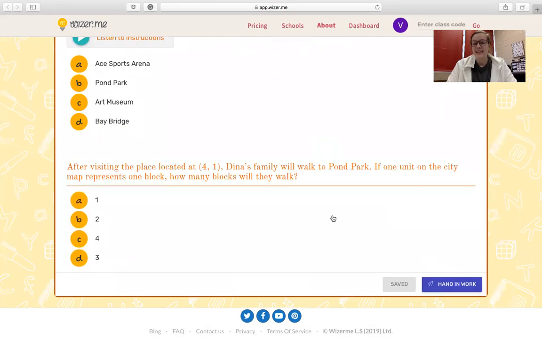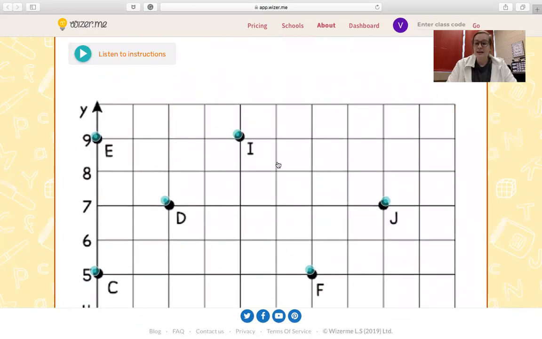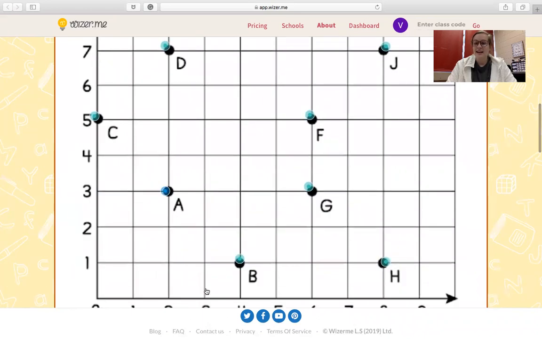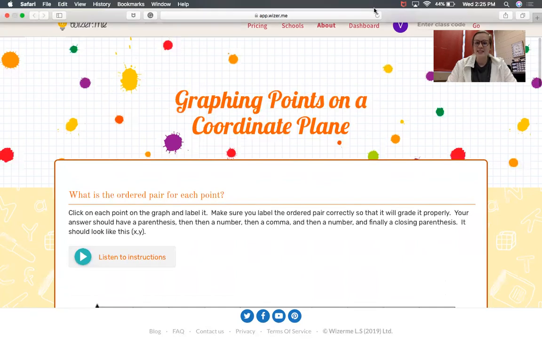When you're done, hand in your work, and if you do make a mistake on the graph and forget a parenthesis or forget a comma, I will go back and hand grade it to make sure that you get those points correct. If you have any questions, please let me know.